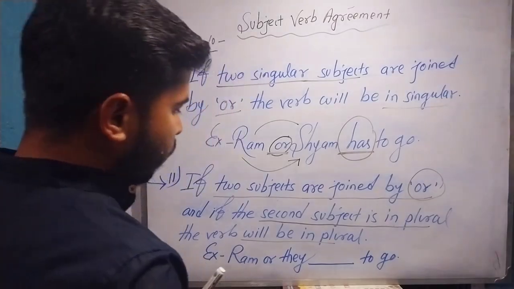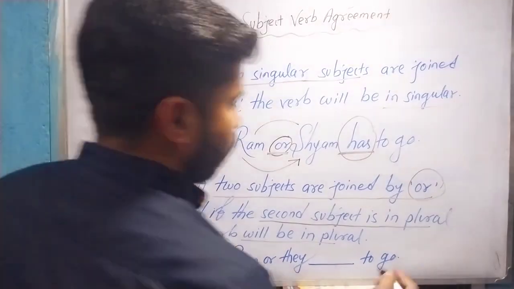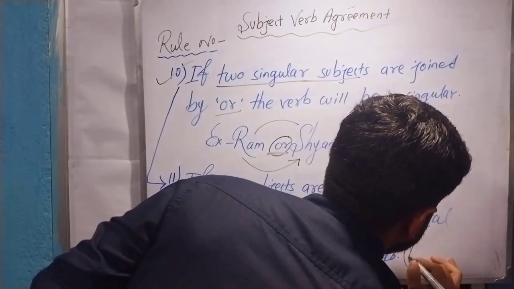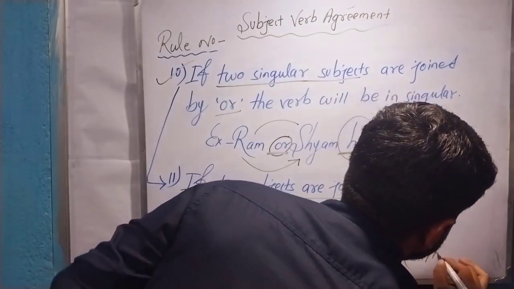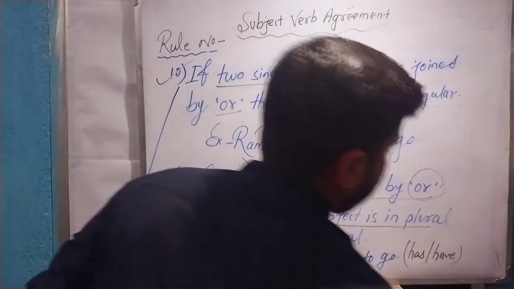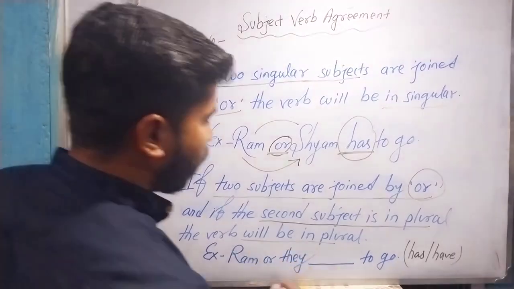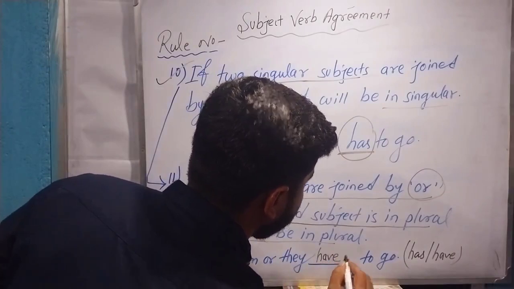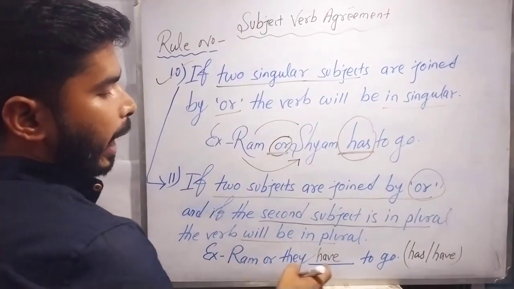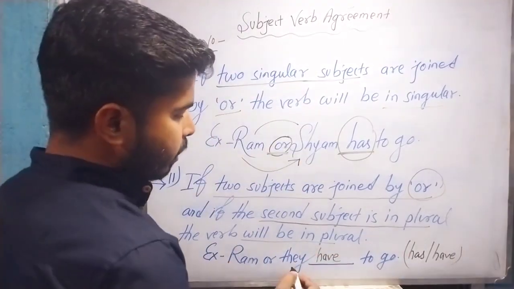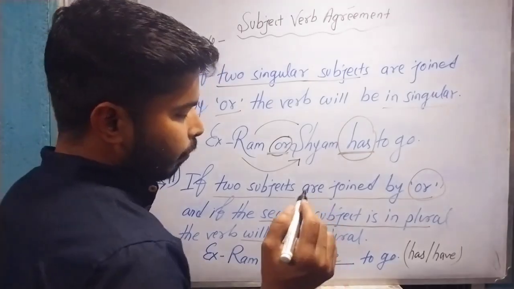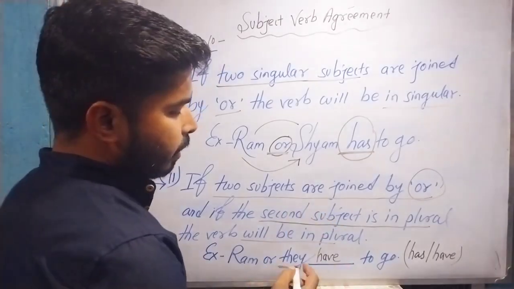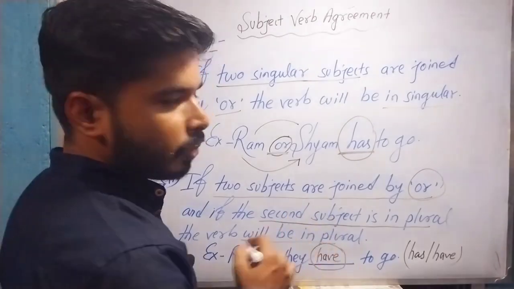So what will be the answer? From this one we have to choose has or have. Has or have. So the answer will be nothing but have. Ram or they have to go, because they is in plural form or plural subject. That's why the verb will also be in plural.